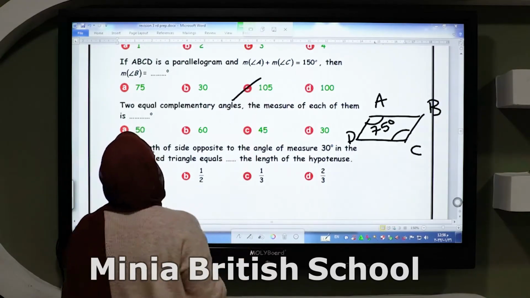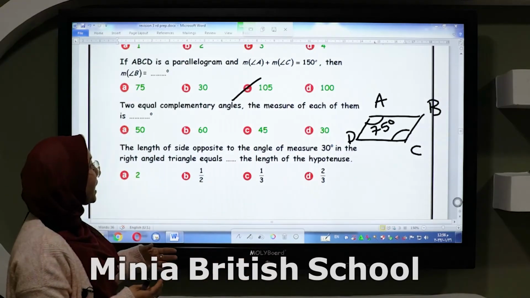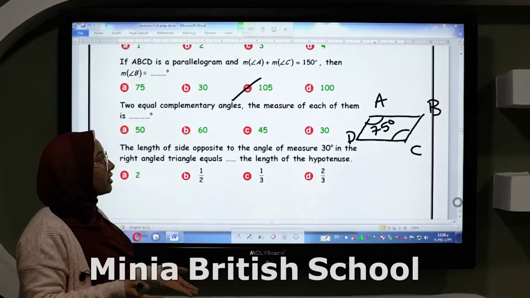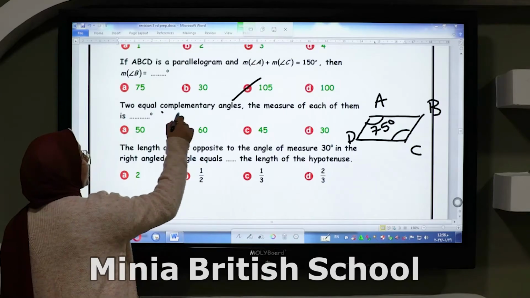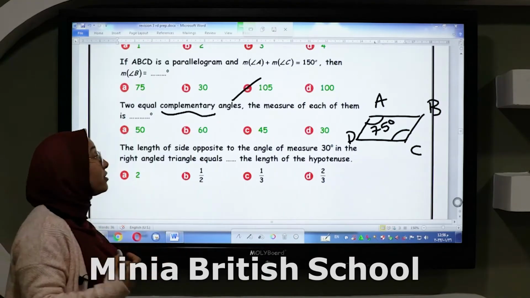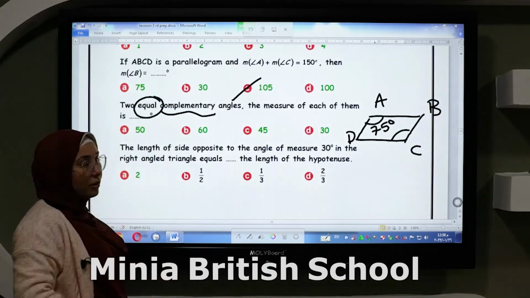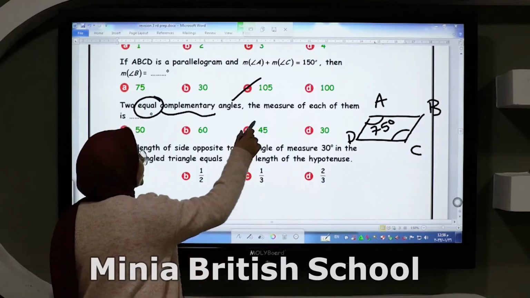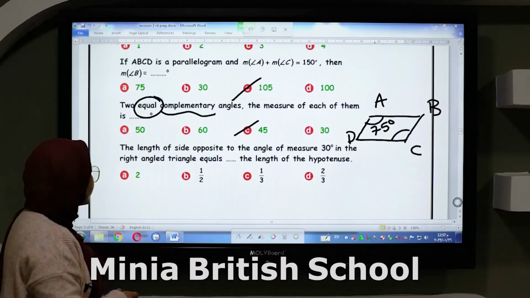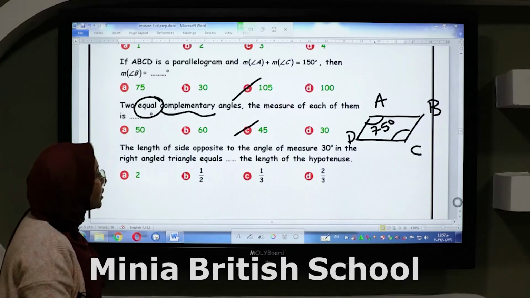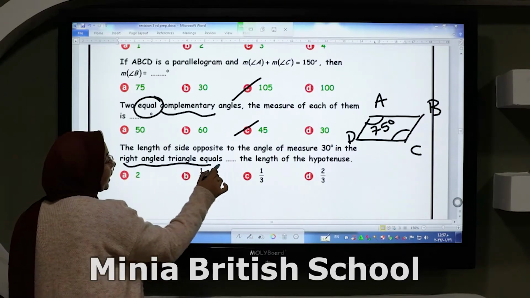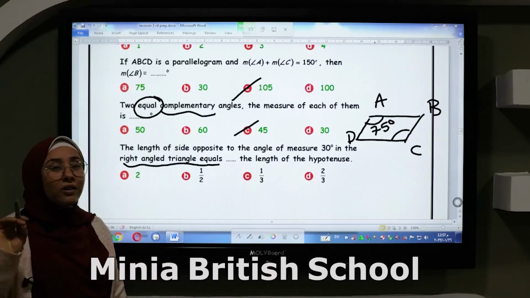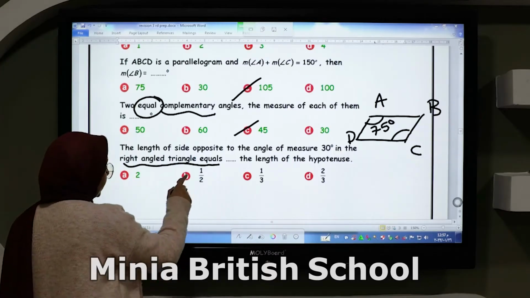2 equal complementary angles. The measure of each of them equals 45. Yes, the 2 complementary angles, their sum equals 90, and you have 2 equal complementary angles, so each one equals 45. The length of the side opposite to the angle of measure 30 in a right angle triangle equals half the length of the hypotenuse. Yes.